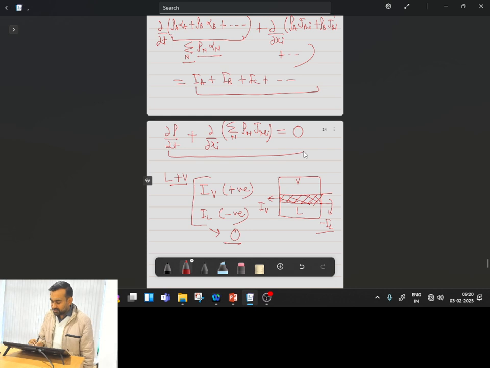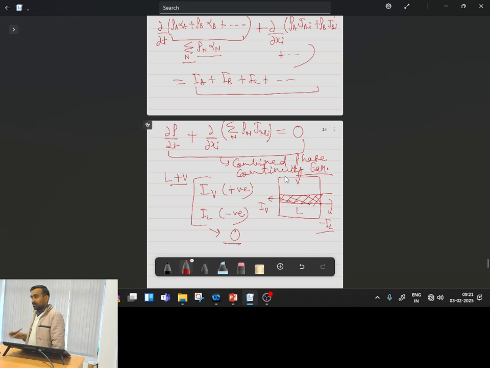Whatever equation I have got, this is called the combined phase continuity equation. Is this one clear? Now you can see the difference. In the individual phase continuity equation, we have some source term on the right hand side. But in the combined phase continuity equation, it has almost evolved like the single phase equation, where the right hand side is equal to 0. Is this one clear?